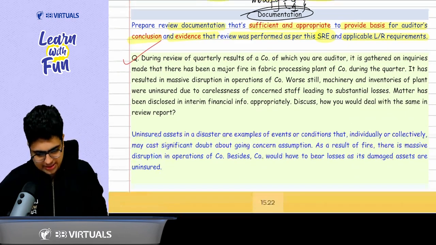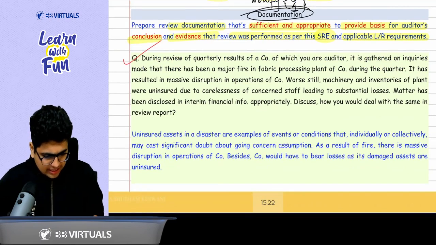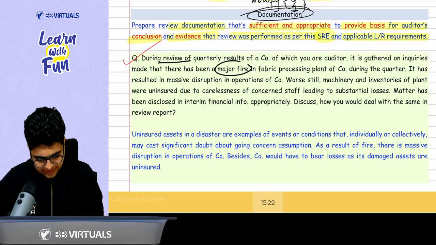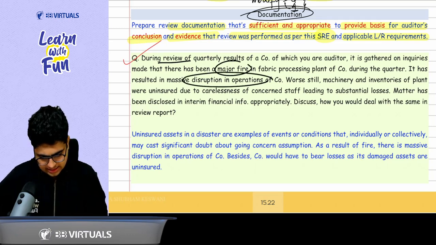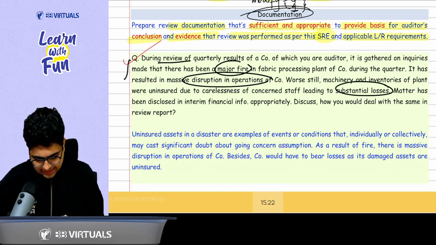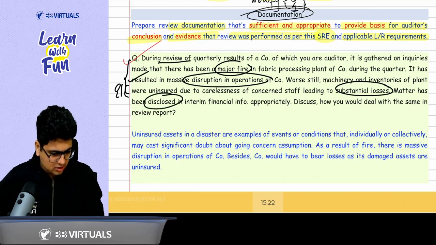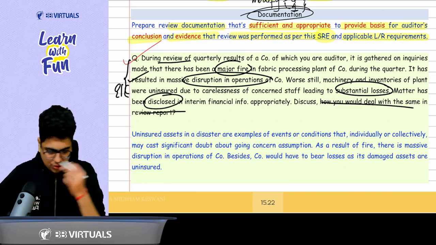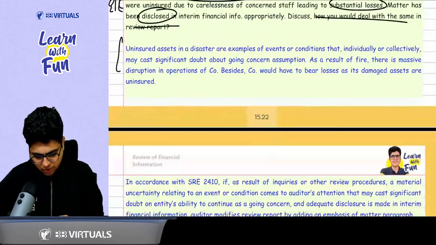So what the question says? During the review, you found that there is a major fire. It has affected the operations. Substantial losses. What it is indicating? Events or conditions affecting going concern. It has been disclosed. How will you deal? Basically, you want to draw the attention.